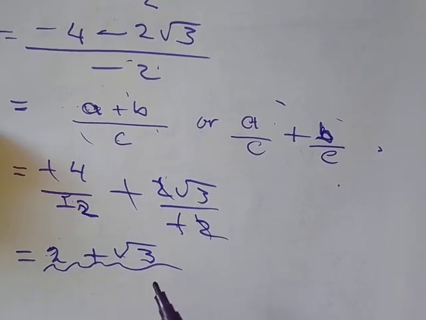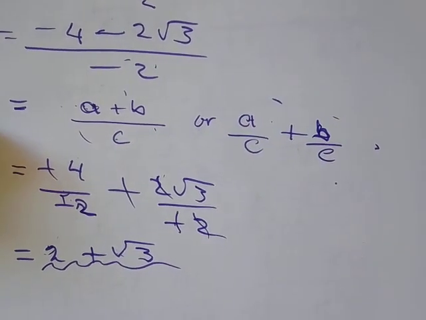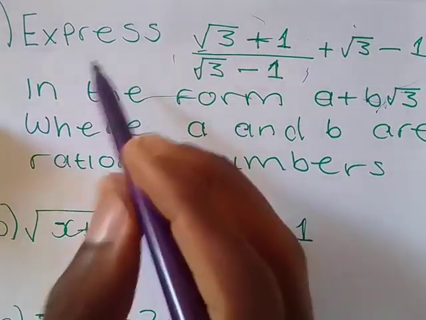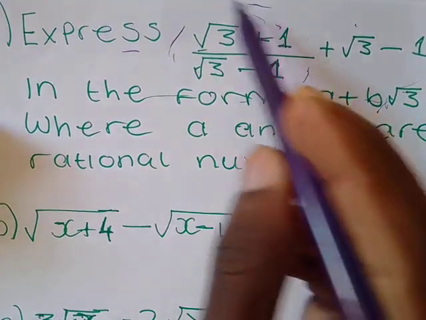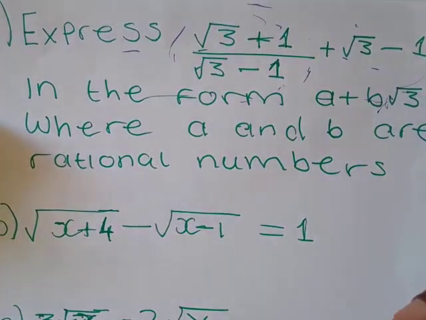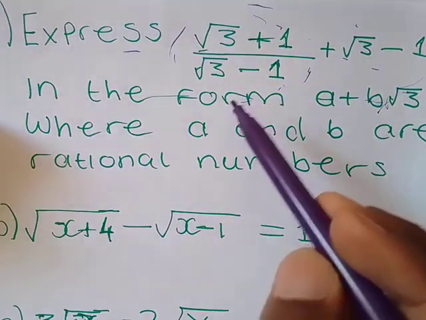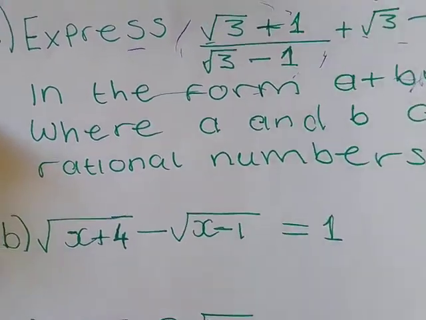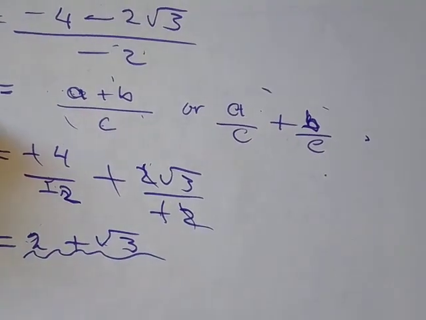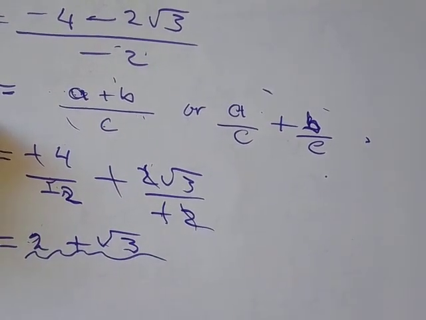So now we haven't done it. Let's look at the question. The question is saying that you need to express, after you rationalize this, you now need to add it to this. So we have rationalized. That is how you rationalize. Okay, so now let us add what we've gotten to those two numbers.